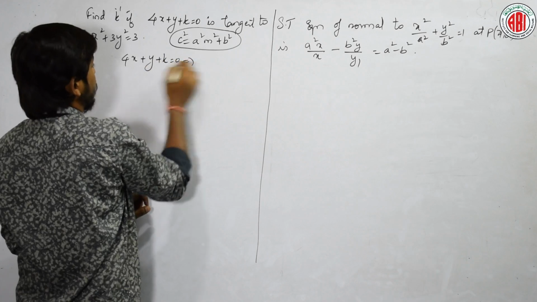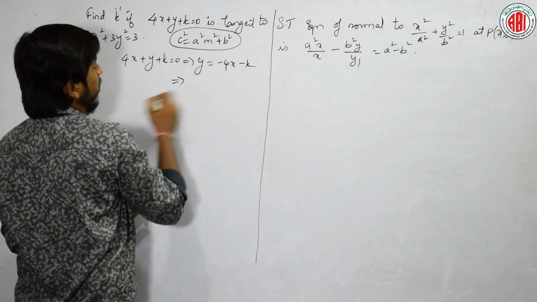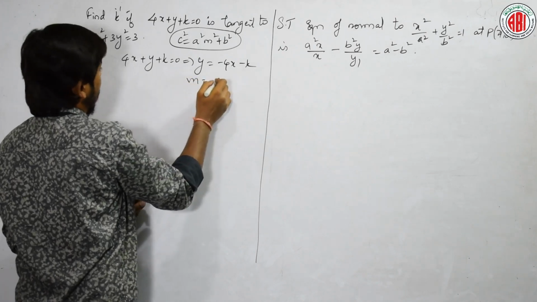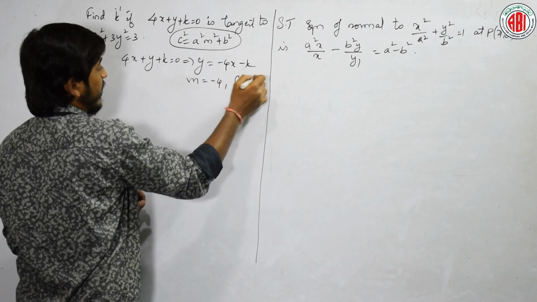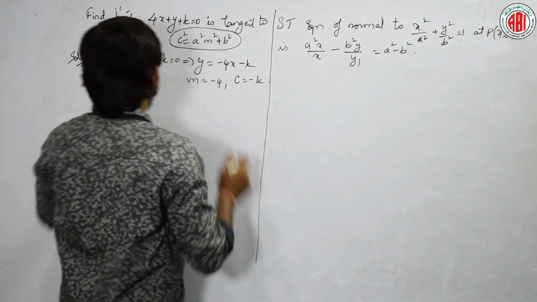From this, let us put y here minus 4x minus k on that side, right. This will be like, what is m? m is minus 4, constant is minus k. Yes, fine.